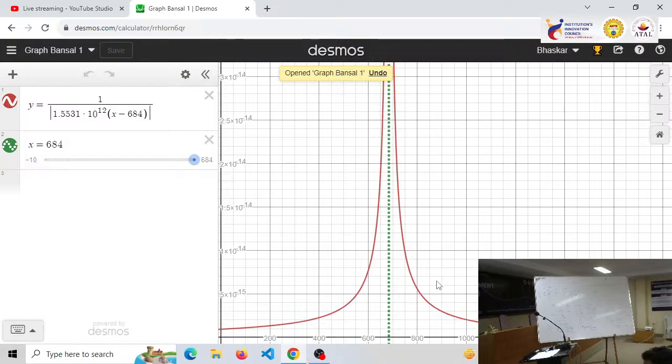Now this is capacitance versus temperature. Here I have written CFE equals 1 upon alpha naught T minus T naught. I just told that for lead zirconium titanate there is a certain value of alpha naught. Alpha naught we have got from the literature, and I'm writing alpha naught equals 1.5531 into 10 to the power 12, and the temperature is 684.